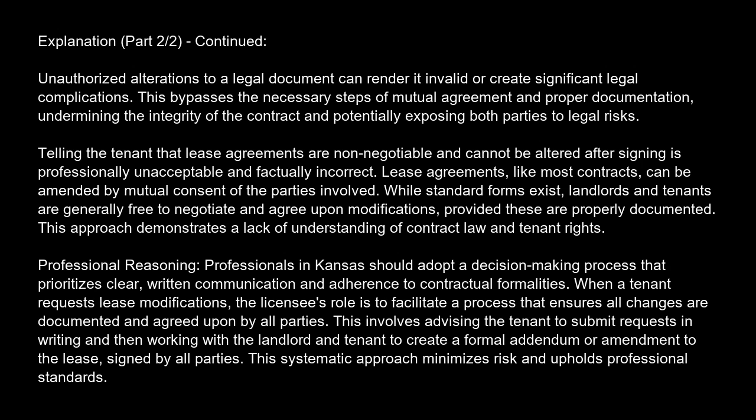Professional reasoning. Professionals in Kansas should adopt a decision-making process that prioritizes clear, written communication and adherence to contractual formalities. When a tenant requests lease modifications, the licensee's role is to facilitate a process that ensures all changes are documented and agreed upon by all parties. This involves advising the tenant to submit requests in writing, and then working with the landlord and tenant to create a formal addendum or amendment to the lease, signed by all parties. This systematic approach minimizes risk and upholds professional standards.